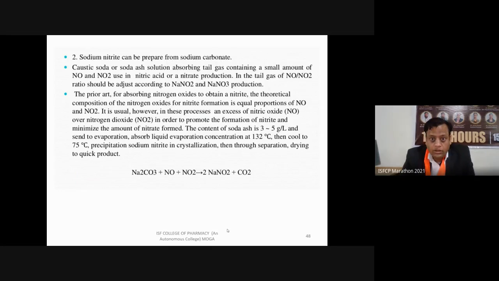In absorbing nitrogen oxide to obtain a nitrite, the theoretical composition of nitrogen oxide for nitrite formation is an equal proportion of nitric oxide and nitrogen dioxide. So here the equal proportion of nitric oxide and nitrogen dioxide is used with sodium carbonate. Sodium carbonate, when it reacts with equal proportions of nitric oxide and nitrogen dioxide, produces sodium nitrite.